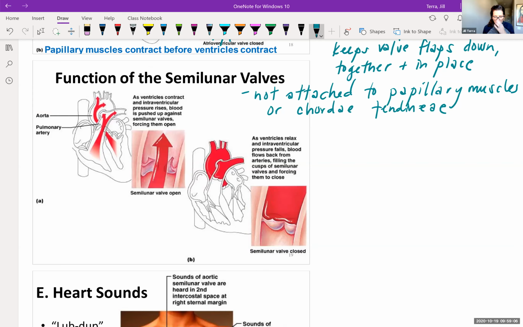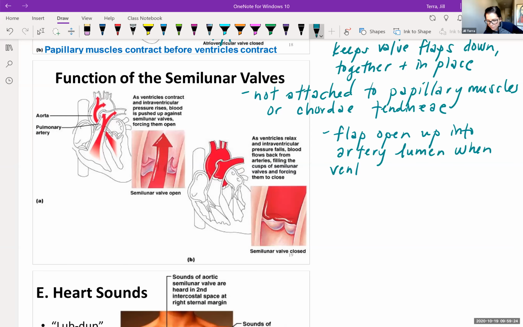Okay, and so they initially flap open and basically flap up into the artery lumen, or hole, that they live in when the ventricles contract. And the blood from the ventricles flows up into those arteries. So this is pretty good, you know, blood pressure, right? This force of pushing that blood up.